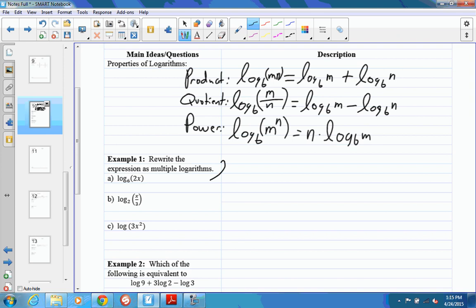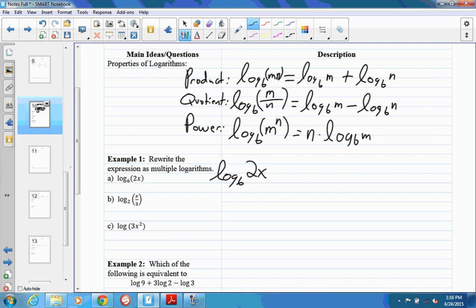Rewrite the expression as multiple logarithms. Log base 6. Look, my 6 is totally different than my b. It curls over. Log base 6 of 2x, right? So I want to split this into multiple logs. I've got a 2 times an x, one number times a different number. So I can split these up and do what with my logs?